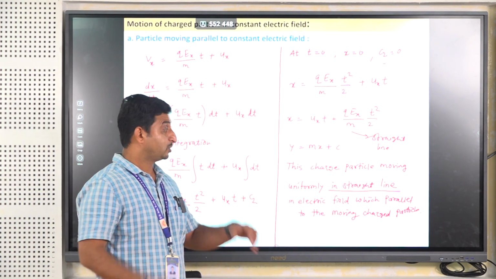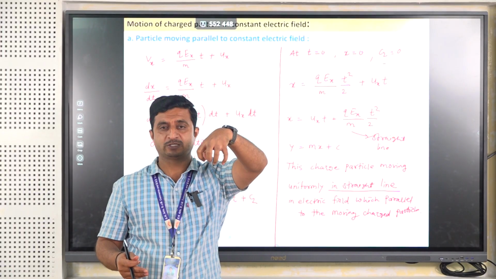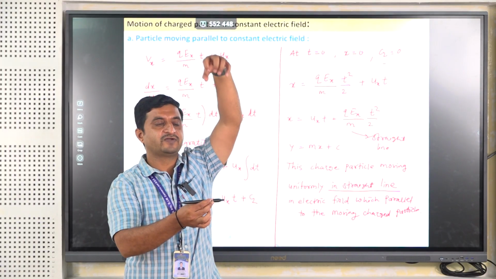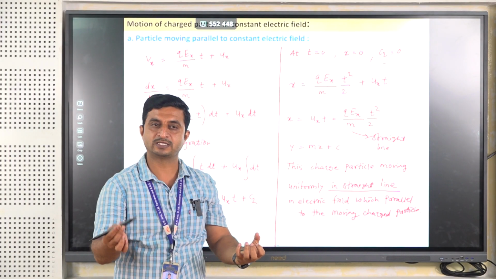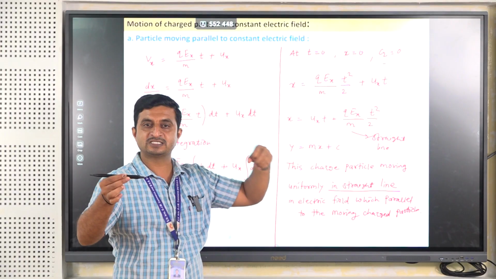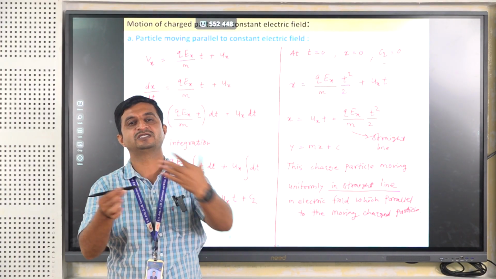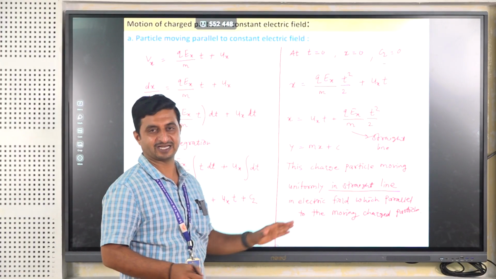So in the next topic we have to discuss what happens if the electric field is perpendicular, when the charged particle is moving along the x-axis and the electric field is perpendicular along the y-axis. What is the trajectory of the charged particle? In the first topic we discussed that when the electric field is along the x-axis and the charged particle is moving along the x-axis, the trajectory of the charged particle is a straight line.